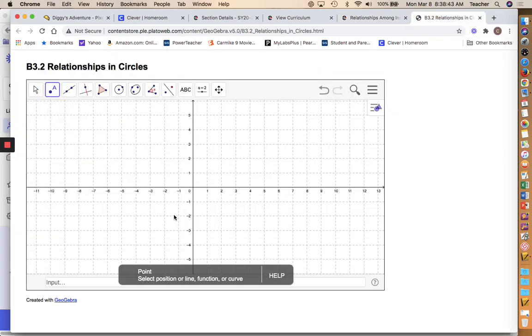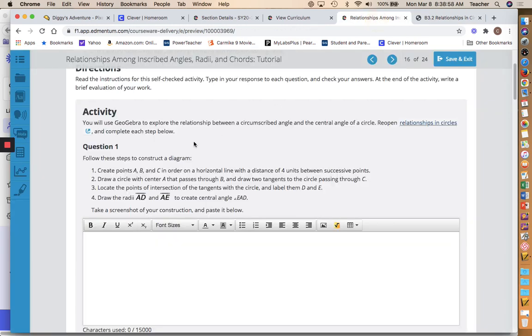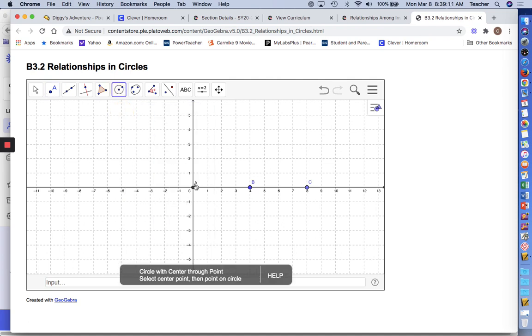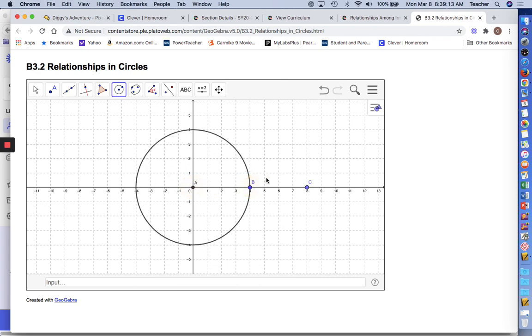All right, so let's do this. There's A. 1, 2, 3, 4 would be B. 1, 2, 3, 4 would be C. And that's a horizontal. Horizontal is laying down flat. Okay, so draw a circle with center A that passes through B. Let me do that first. Draw a circle through center and point A to B. All right, got that.